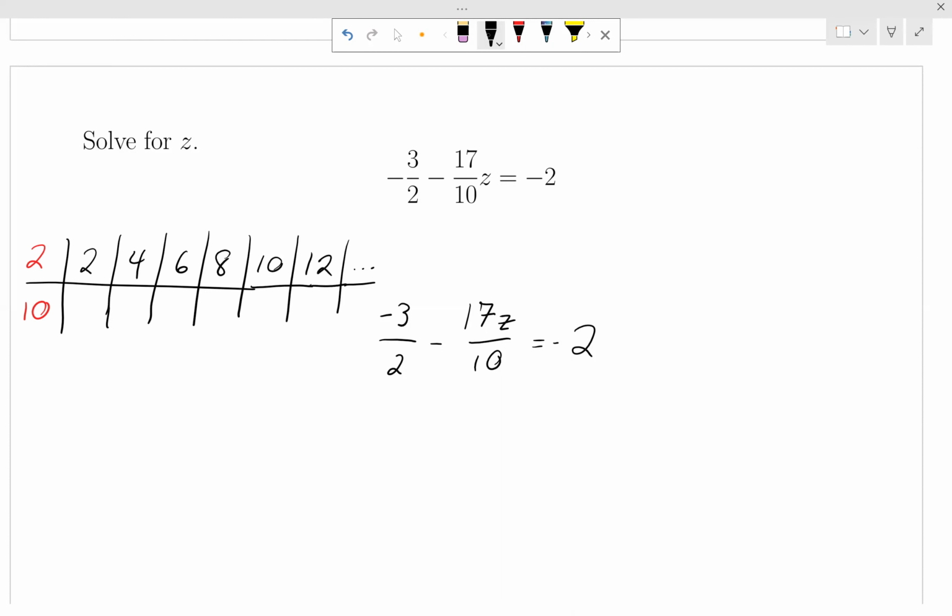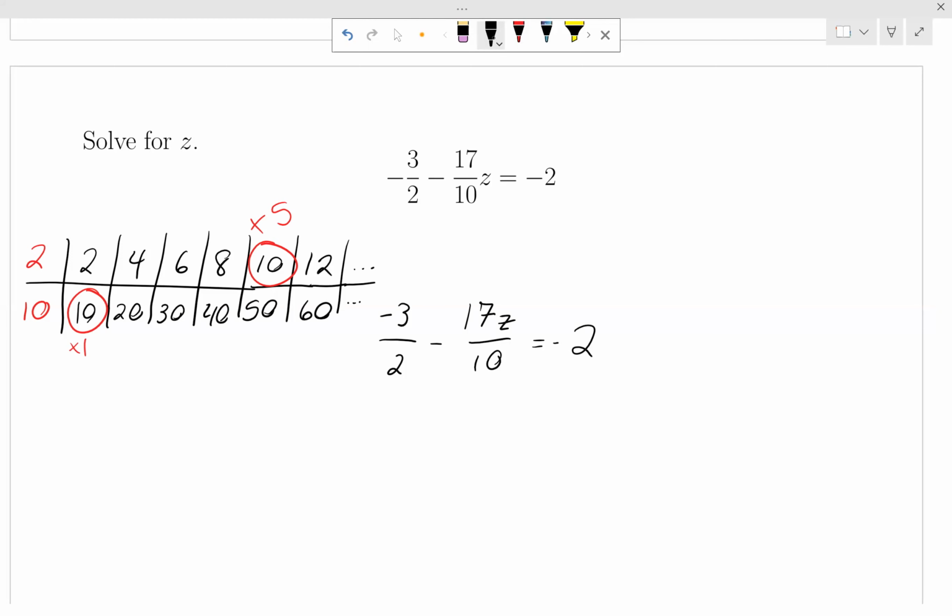Same with 10. 10 times 1 is 10, 10 times 2 is 20, 10 times 3 is 30, 10 times 4 is 40, 10 times 5 is 50, 10 times 6 is 60. And I could keep going. And I'm looking for the smallest number that is the same in these two. And I can see it's right here. It's 10. So whenever I multiply 2 times 5, I get 10, and 10 times 1 gives me 10.